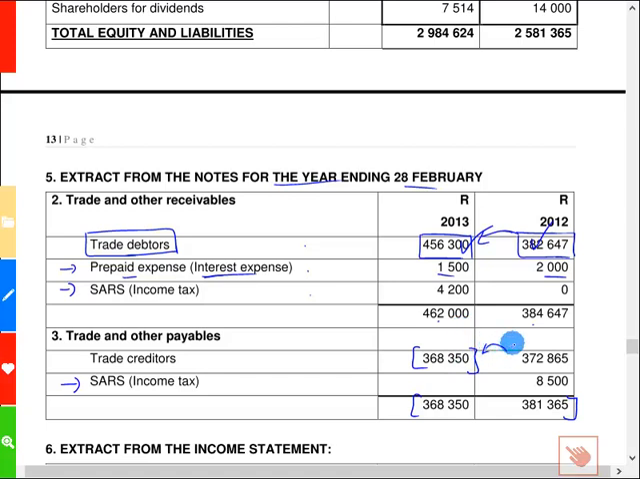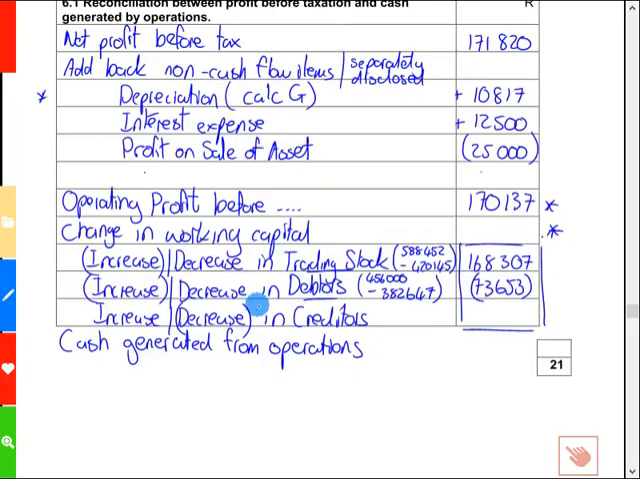No, it went from 372 to 368. So it went down. Why would it have gone down? Because they paid. Because we paid them. Creditors is people we owe. So when they go down, it means we must have paid them. So a decrease in creditors is an outflow. There we go.